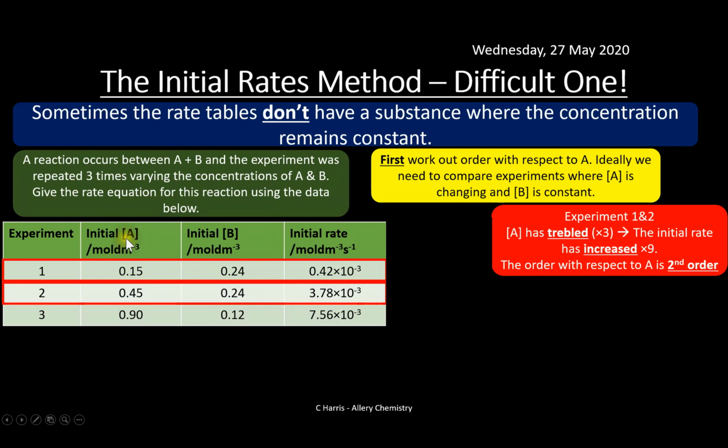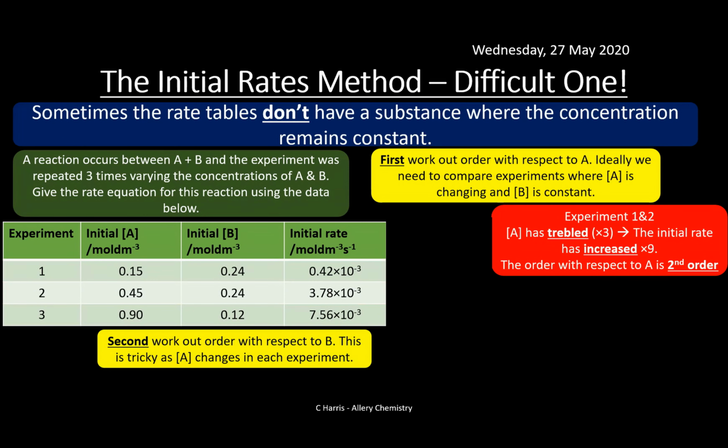So A is second order. With respect to rate, A is second order. Okay, so that's fairly straightforward. Don't worry, you might think, well, that was easy, I've just seen that before. And this is where it gets a little bit tricky. So now we need to work out the order with respect to B.